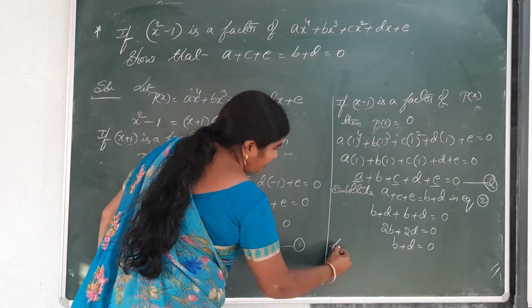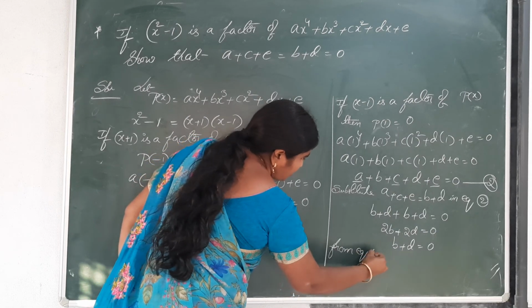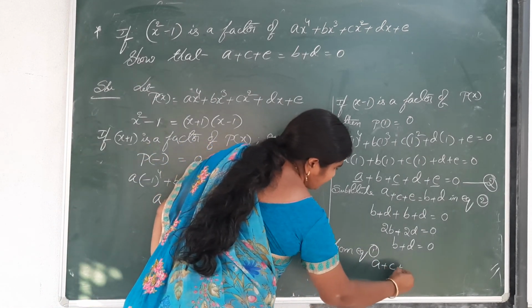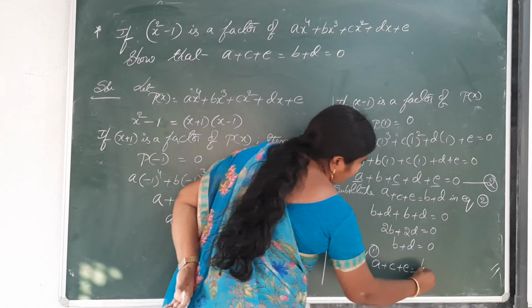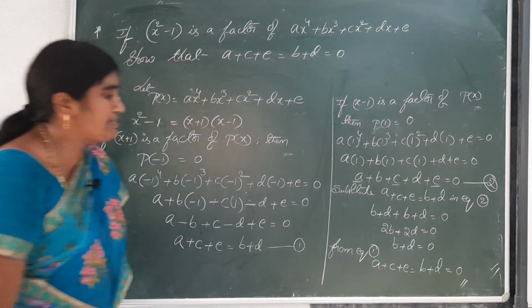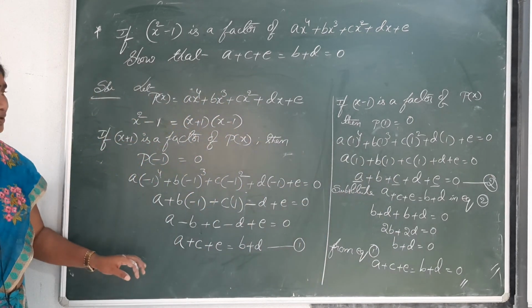From equation 1, a plus c plus e equal to b plus d equal to 0.